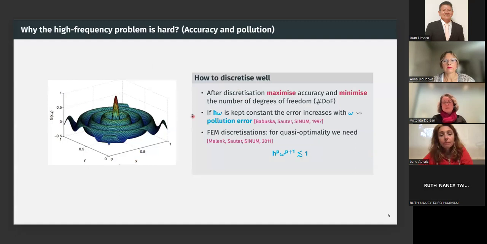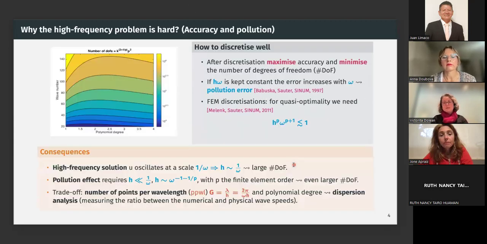So how do you discretize these kinds of problems well? We have a few issues, and I present them here. If you discretize, you want to maximize accuracy, that means the approximation error should be as small as possible. But at the same time, you want to minimize the number of degrees of freedom. We know from the literature that if you keep h omega constant, h being the discretization mesh size and omega the frequency, the error will still increase with the frequency omega, which is known as the pollution error. Now, if you use a finite element discretization, in order to get quasi-optimality, you get this kind of relation. As a conclusion, if you want to discretize well, in order to capture the high-frequency solution, since the solution will oscillate at a scale of 1 over omega, you need a very large number of degrees of freedom.